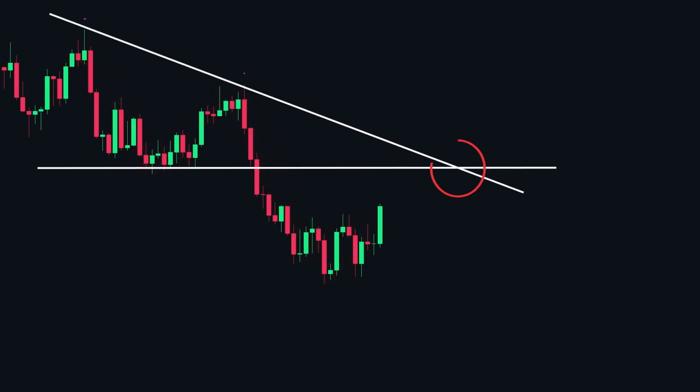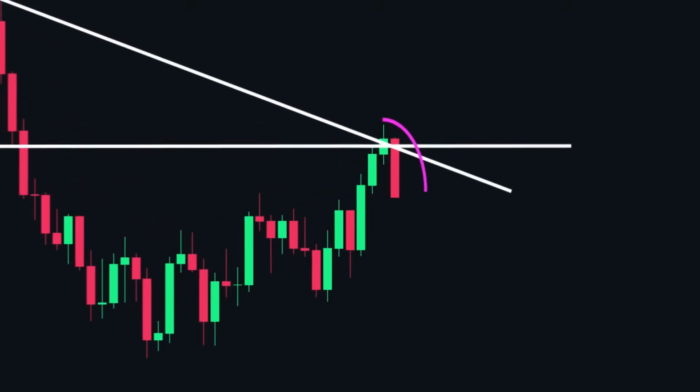This area where the trend line and resistance level intersect is called a confluence level, an area where multiple key levels meet. Price is more likely to reverse at a confluence level. Now, we wait for the price to reach this confluence level. Once it does, we anticipate a reversal, but we still need confirmation.